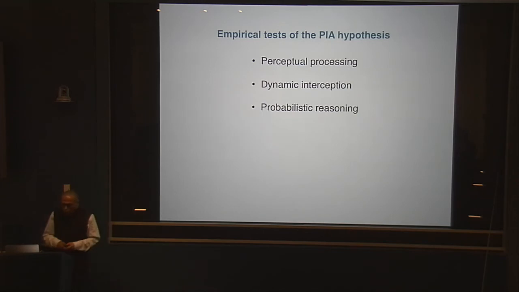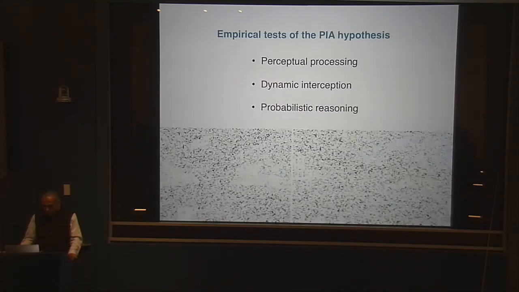So to conclude, we've talked about our baby steps towards empirically testing this idea of a predictive impairment in autism. We've looked at these domains of perceptual processing, dynamic interception, and probabilistic reasoning. And on all of these fronts, the story is not completed yet. We are still working. But even as we are fleshing out these threads, there are some interesting new avenues that we are considering. One of them is this.